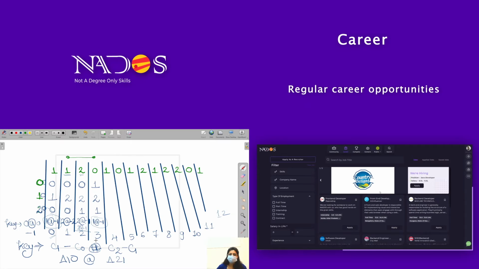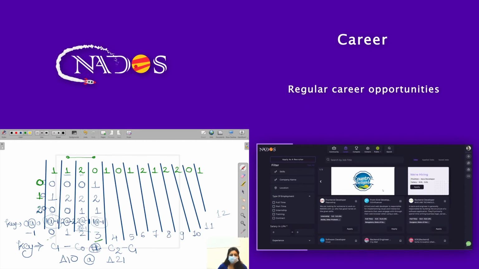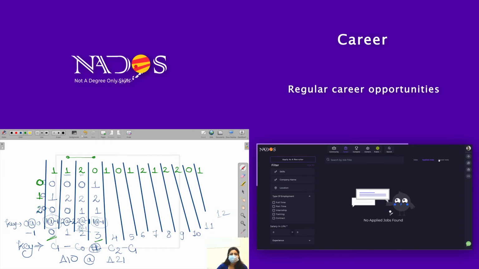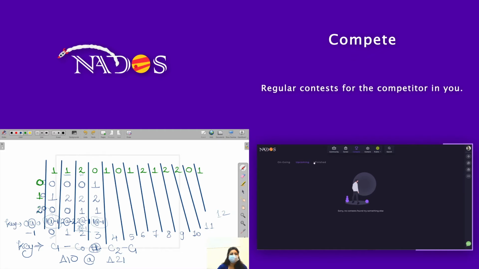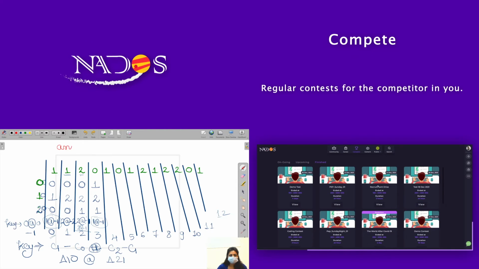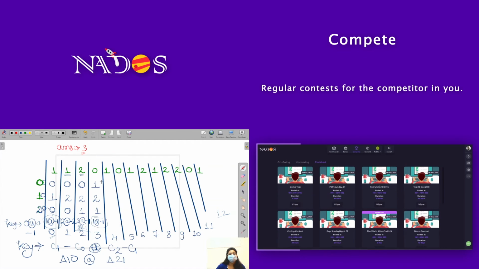Just take the difference of the indexes: 3 minus 0 is 3. So let's update our answer. Our answer would be 3, length 3. Let's move ahead.